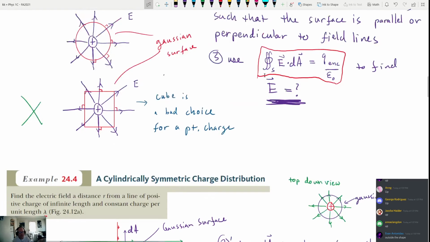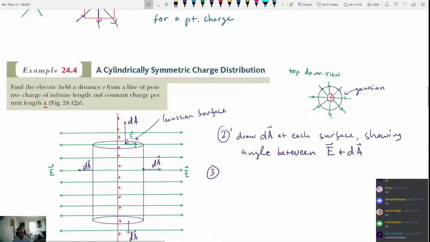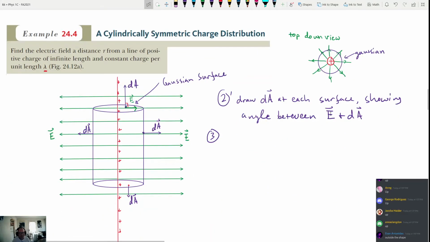So step 3 says to use the integral of E dot dA equal to Q enclosed over epsilon naught to find the size of the electric field. That's what we're going to do, okay? And there are some subtleties to this. So you start off with the equation, as we often do. You start with this for doing step 3. We know this is equal to Q enclosed over epsilon naught.